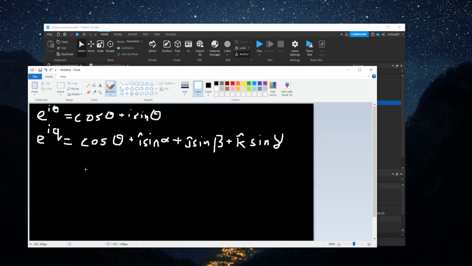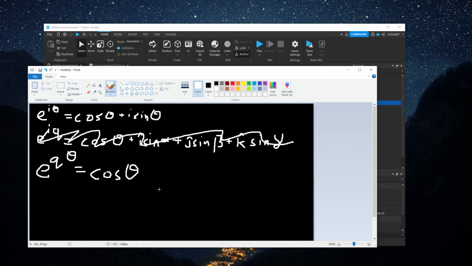And note that the q here... So wait, hold on. e to the iq. Oh, sorry. I think it should just be e to the q theta. Okay, hold on. I think it's e to the q theta, maybe. Is cosine theta. Now, for reasons that will become clear later, I'm going to instead do theta over 2. It doesn't really matter if we do theta or theta over 2.